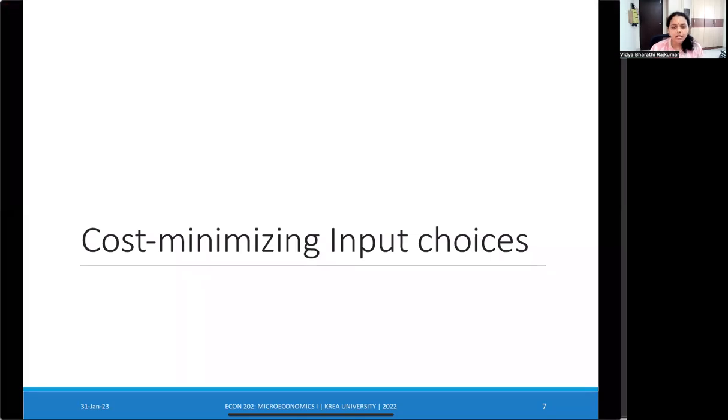Hello everyone. In the previous video, I mentioned that the focus of this chapter is going to be on understanding the firm's cost minimizing behavior given a certain level of output. This section should be a little bit familiar for you, given that we've seen something similar in the utility, in the consumer theory part of the course.